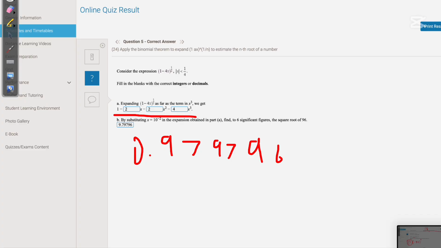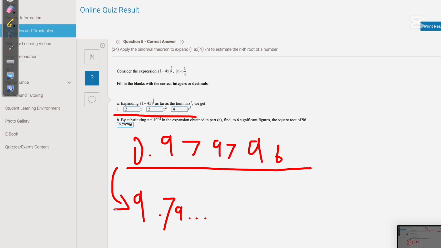0.979796. And then try actually doing radical 96. It will give you something similar, 9.79, and so on. Now, how do we go from this to this? They just moved one decimal place, which is multiplying by 10. So times 10, which will give us 9.79796.